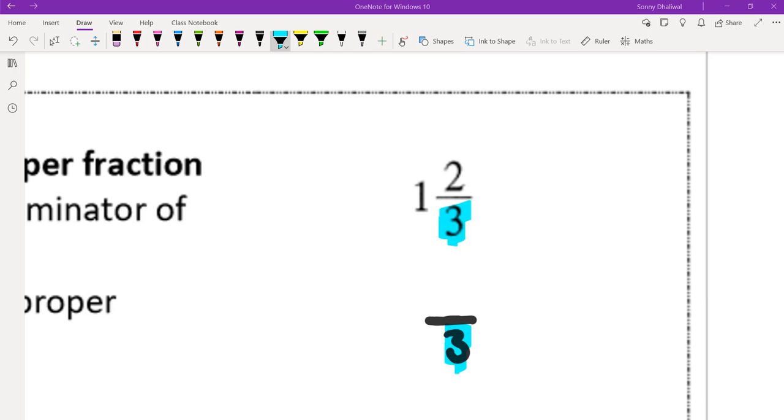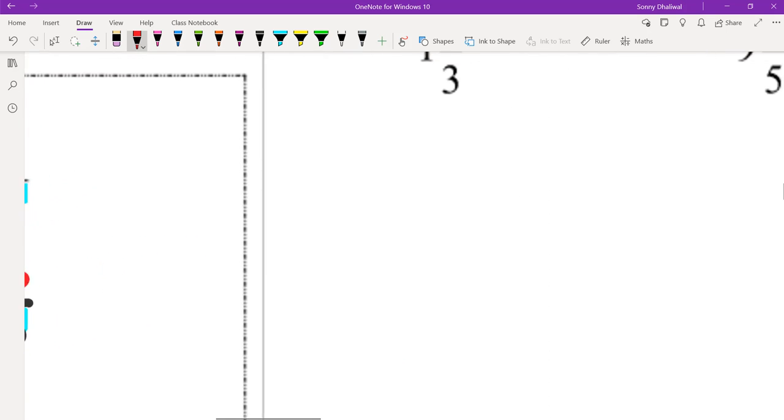Yeah. So this means we actually have one of these. So we have 3 of these plus 2 more is 5. So the way it goes is you multiply these and you add this. So 1 times 3 is 3, plus 2 gives us 5. That becomes your new numerator. All right? Okay.